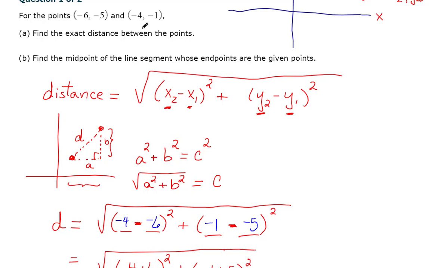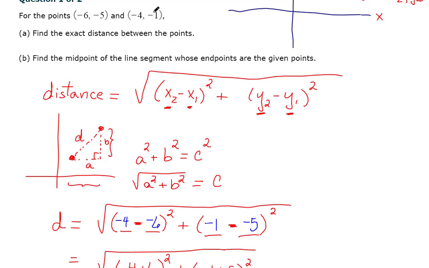So let's see. I picked minus 4 for my x2 and minus 6 for my x1. So I filled that in. Notice I put the minuses with the coordinates. The one in red here is part of the formula. And here are my y's. My y's are minus 5 and minus 1. All right, other than that, we just calculate away.